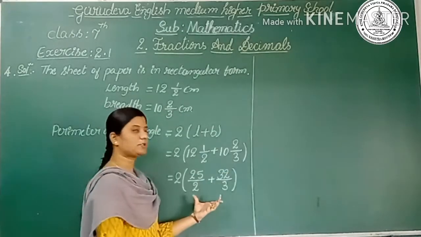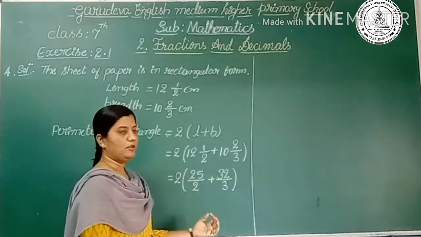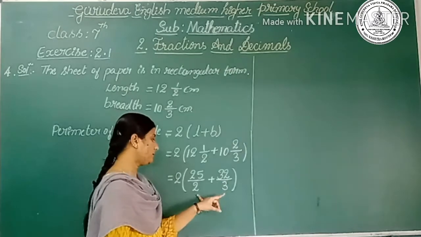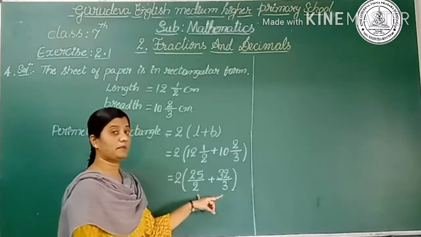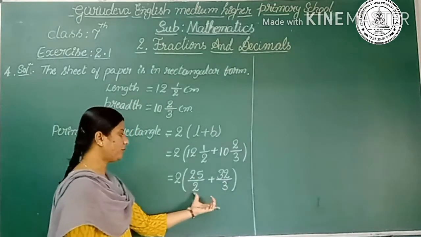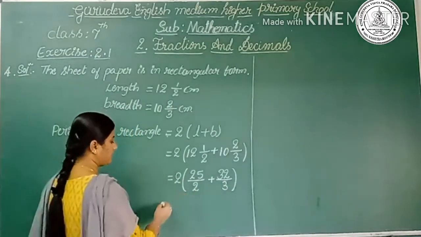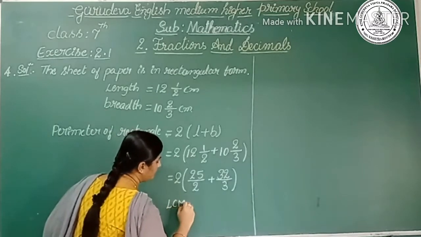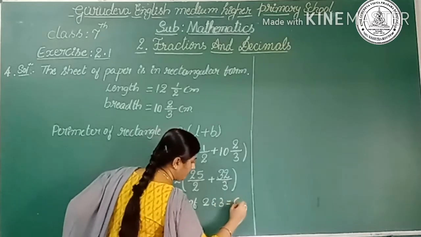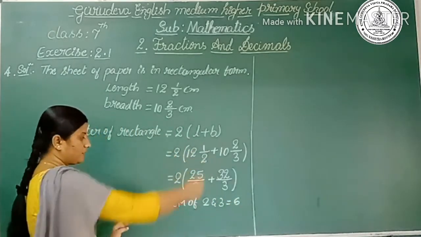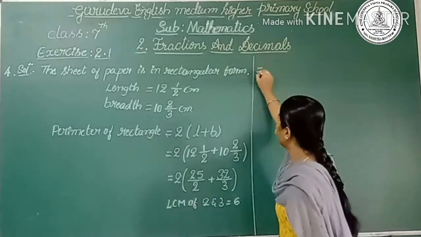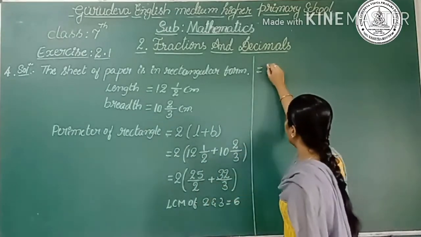So let's see, these two are improper fractions, and we have to add them. To add these two fractions, we have to take the LCM of 2 and 3. 2 and 3 are prime numbers, so we take the LCM as the product of 2 and 3, that is 6, right? So write here, LCM of 2 and 3 is equal to 6. Okay, then let's continue on that side. Write 2 as it is.